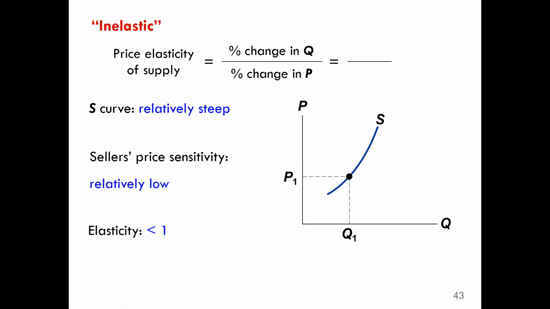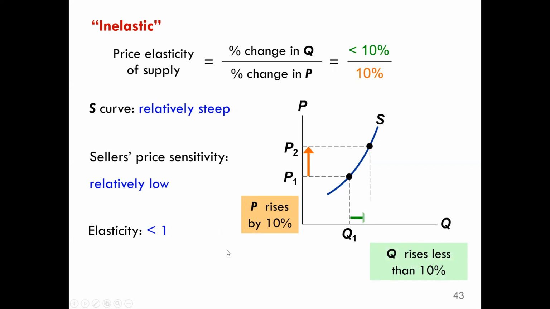The second supply curve we look at is the inelastic supply curve. This curve is relatively steep, as we can see here. Price sensitivity is relatively low. And so we'll realize that the elasticity of supply is less than 1. So let's look at an example. When price increases from P1 to P2 by 10%, quantity supplied rises less than 10%. And so that leaves us with a price elasticity of less than 1.